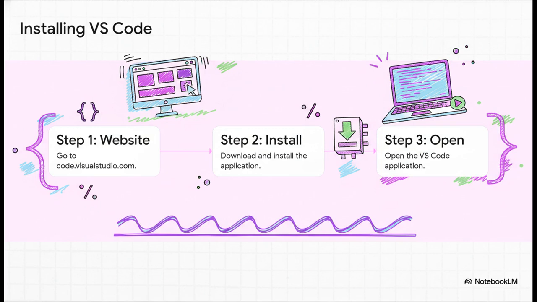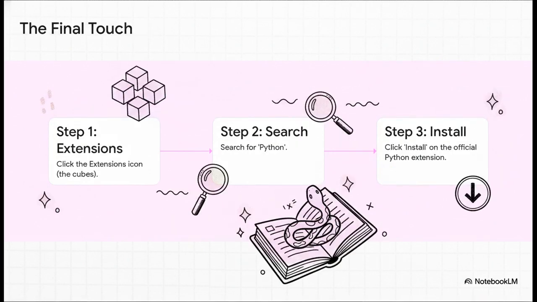Next up is our smart notebook, VS Code. And you know what? This one's even easier. All you gotta do is go to its website, download it, and install it just like you would any other program. Simple as that. And now for the final piece of the puzzle. We need to connect our tools. Once you open up VS Code, look over on the left-hand side for an icon that looks like a few little cubes fitting together. That's the Extensions Marketplace. Give that a click, type Python into the search bar, and install the official one from Microsoft. Boom, your notebook is now talking directly to your interpreter. Your digital lab is officially open for business.